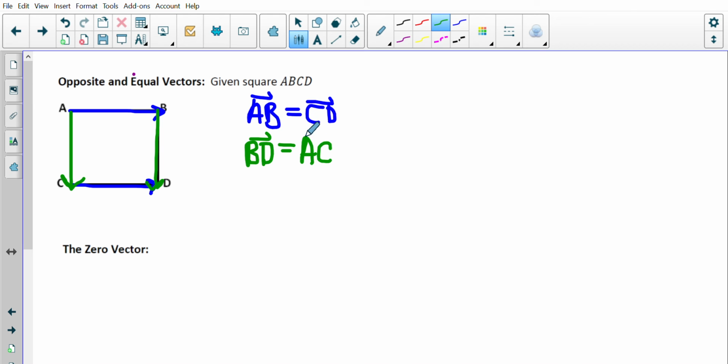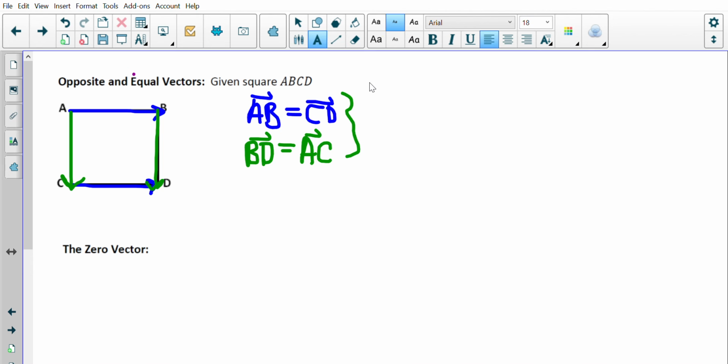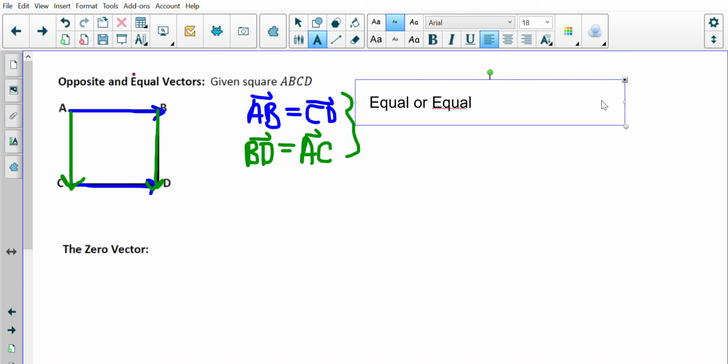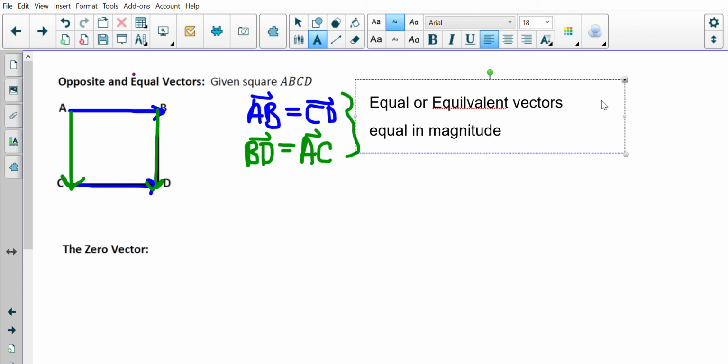And the reason I could say that these are equal vectors, or equivalent vectors, equivalent. Oh, I always struggle with that word. Equivalent. All right, I was going to leave it. Equivalent vectors are vectors that are equal in magnitude, so they're the same length, and same direction.